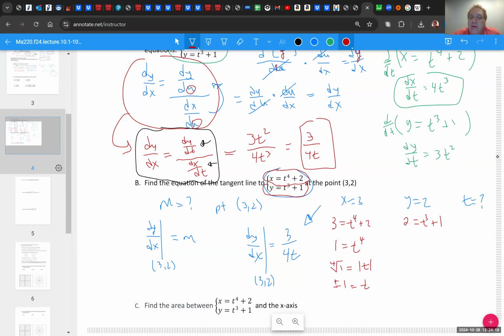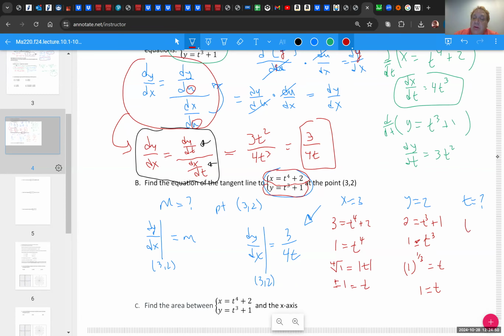What about in the y rule over here? I'm going to subtract 1. I take the cube root. I guess I should be writing this as the fractional exponent because we don't really do roots in calculus. So I'll write this as 1 to the 1/3 exponent is equal to t. There's no absolute value because it's an odd power, and 1 to the 1/3, if you're only using real numbers, that value is 1. So the only one that matches up here is t equals 1.